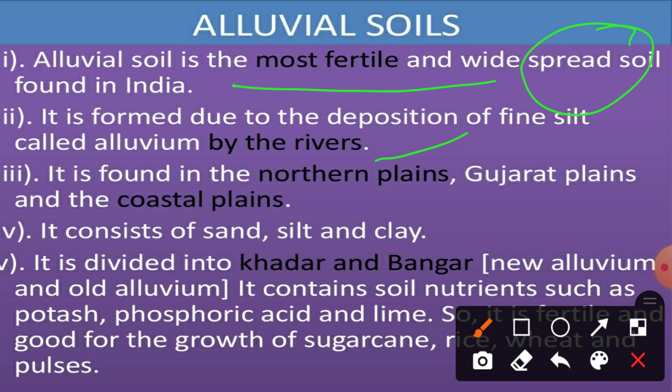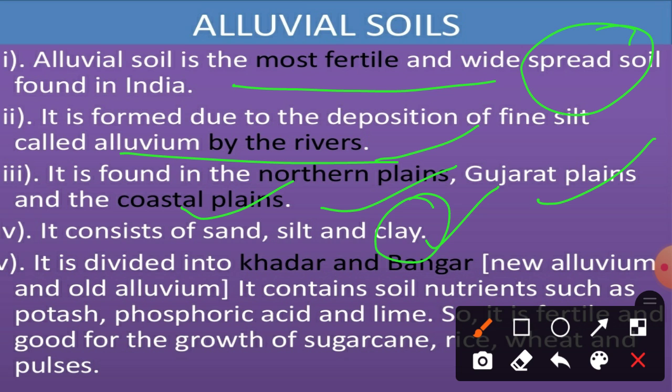It is formed due to the deposition of fine silt called alluvium by the rivers. So alluvial soil is basically deposited by the rivers. It is found in the northern plain. In the northern plain we can find a huge deposit of this soil. Gujarat plain as well as coastal plains consist of sand, silt and clay. These are different textures of the soil. Clay is the finest texture of the soil and we can't divide clay further.